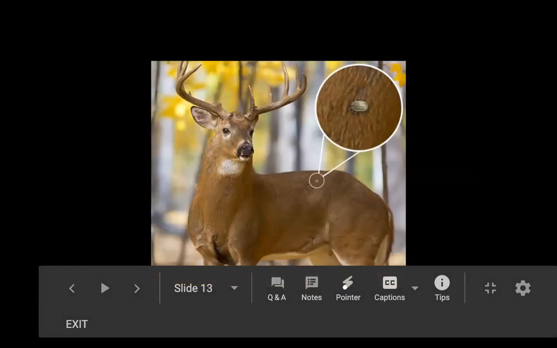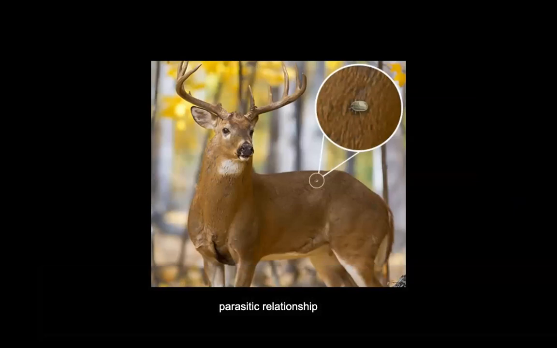In this case, we have a parasitic relationship. And this is a type of symbiotic relationship which does not have a mutual benefit. So in this case, between the tick and the deer, the tick is benefiting, but the deer does not benefit from this relationship.